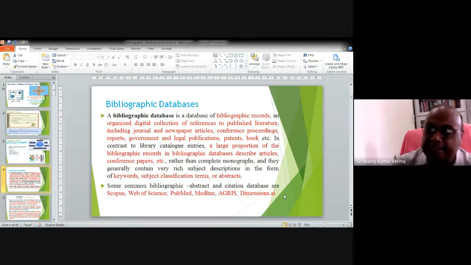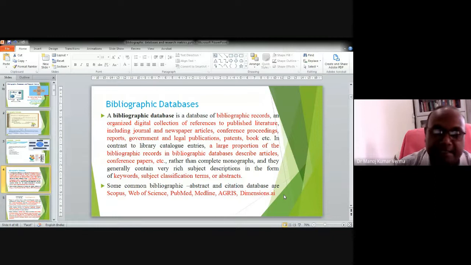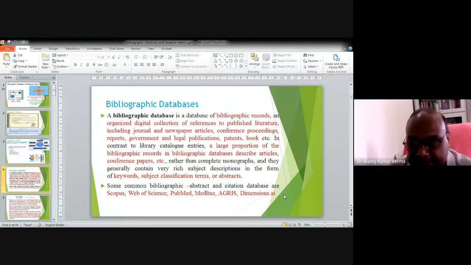Which is published literature. It is published in journals, newspaper articles, conference proceedings, reports. There are many ways of publication. So when we are compiling the published literature list, author-wise, title-wise, subject-wise, we store their data in digital form. That stored data is called a database.